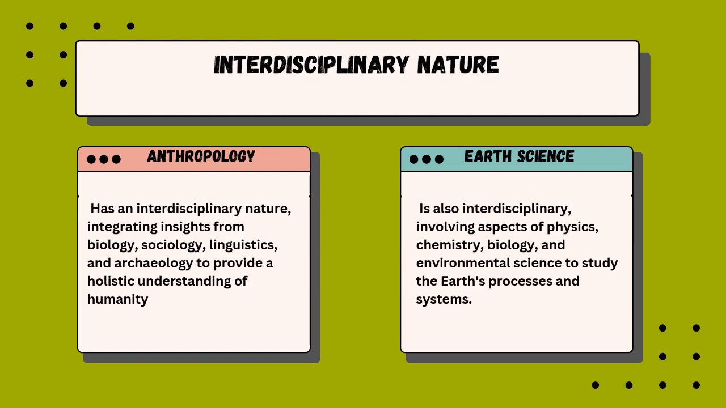Next, the interdisciplinary aspect. Anthropology is inherently interdisciplinary because it draws insights from various fields like biology, sociology, etc. Earth sciences is also interdisciplinary. It involves aspects such as physics, chemistry, biology, environmental science to study the earth processes and systems.